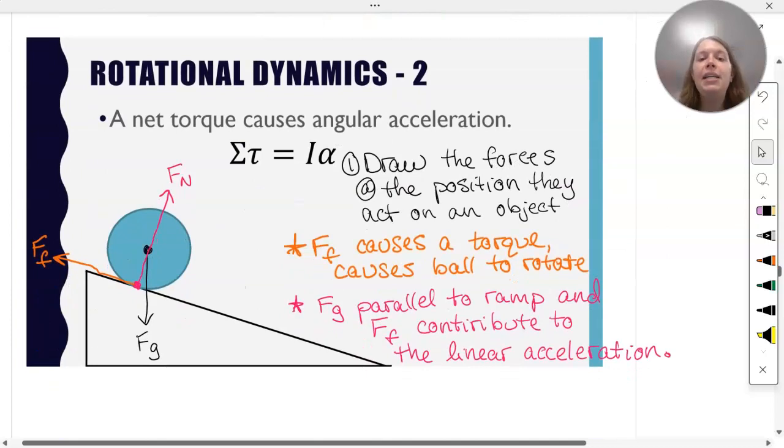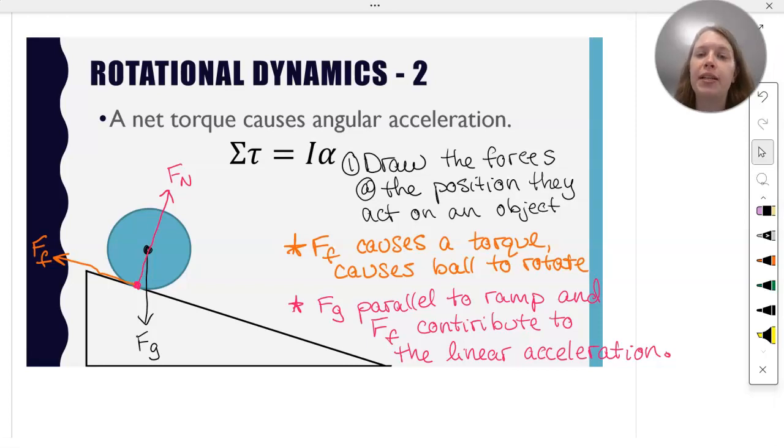So the big idea is that a net torque causes an angular acceleration, and we need to shift a little bit the way that we draw forces for rotation, because we're interested in the torque, in where the force is acting from the rotation axis of the object.